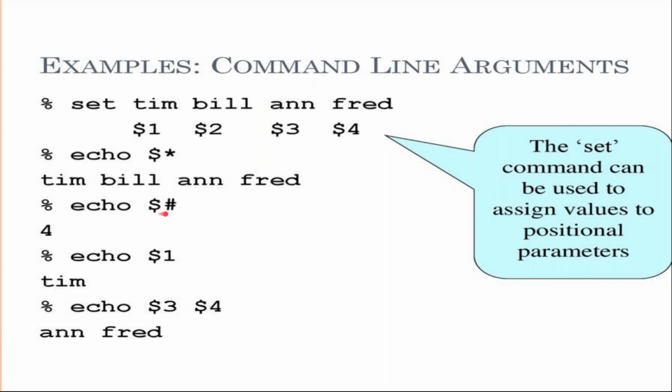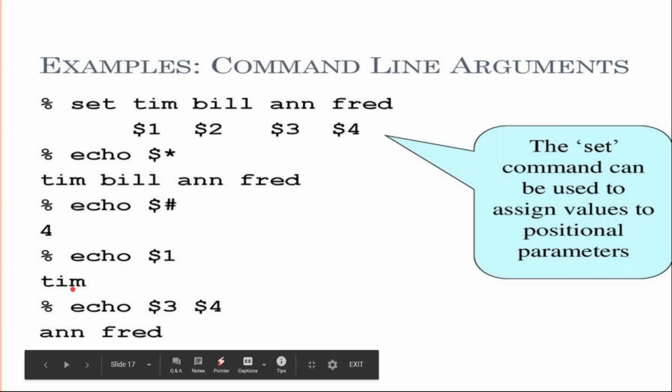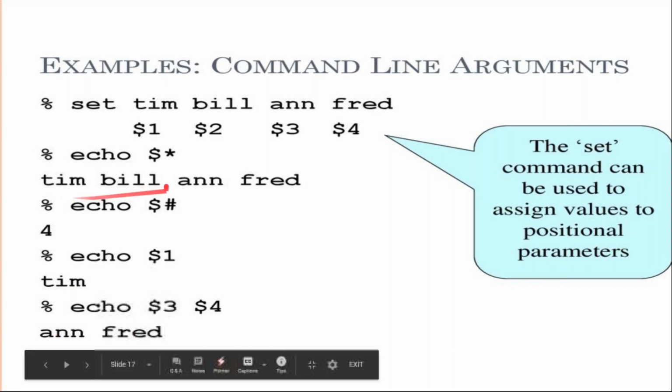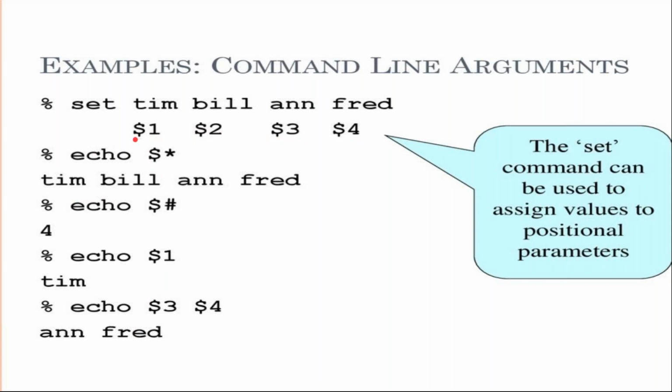If I write echo $#, it will give me the count. How many are there? Four, so it will give me the count. Similarly, if I write echo $1, that will return the first positional parameter. If I write echo $3 and $4, it will return the third and fourth positional parameters. So these positional parameters are nothing but your command line argument numbers, their positions on the command line. The echo has a 0 position. The set has a 0 position.